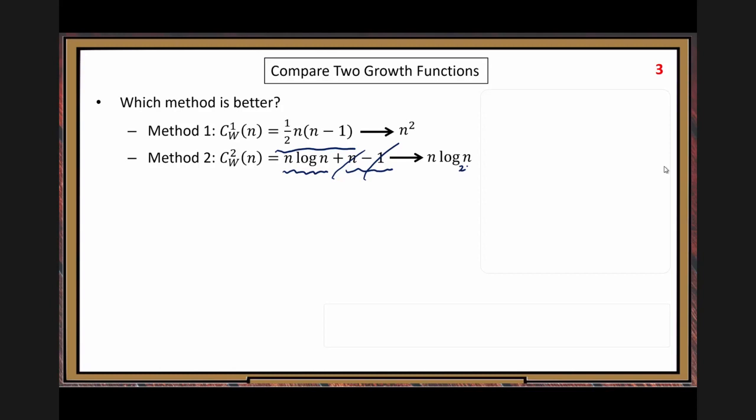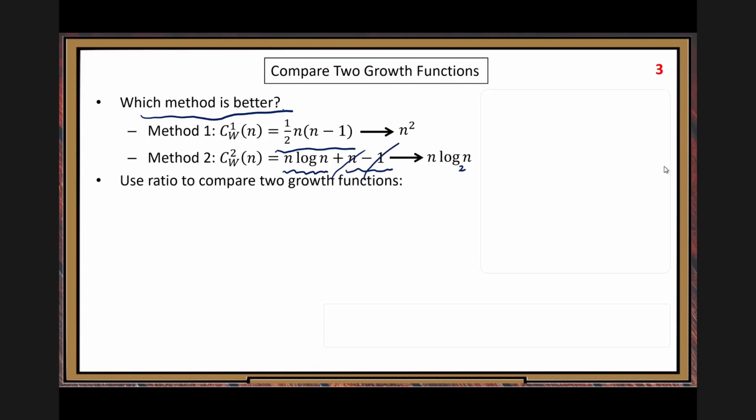When you read the question, you should read carefully. Do we want to know whether the growth function increases faster or the algorithm is faster? Because the answer is opposite. So which method is better? The one that grows slower would be better. The growth function that grows slower would be better, not faster.